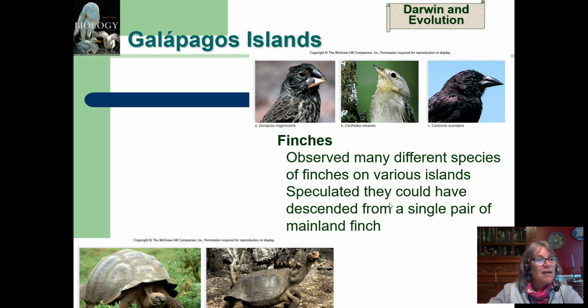And so he proposed maybe they all came from a single ancestor, because what are the odds that we're going to have 23 different species of finch all land on this little island? That they descended with modification based on the niche they filled from a single ancestor.